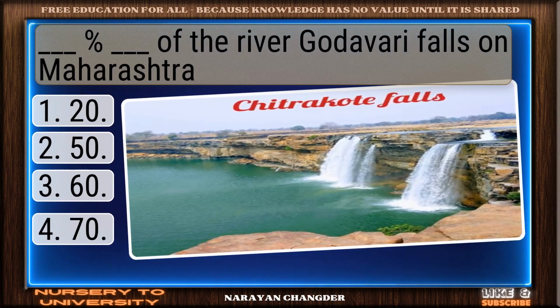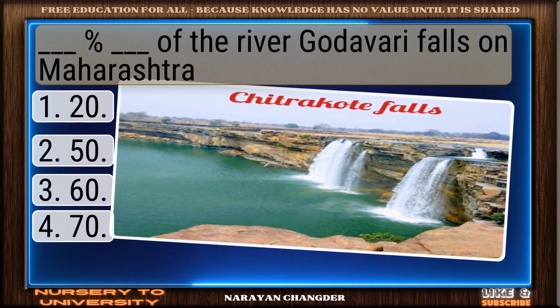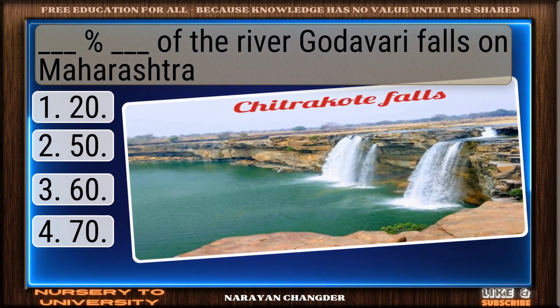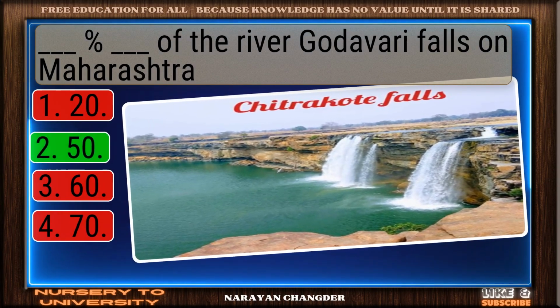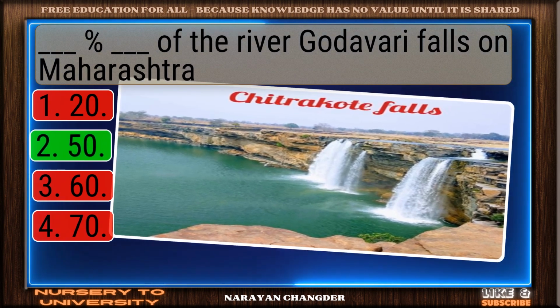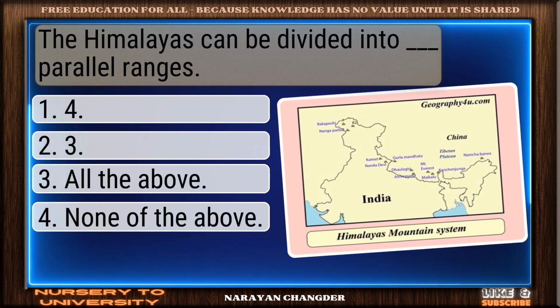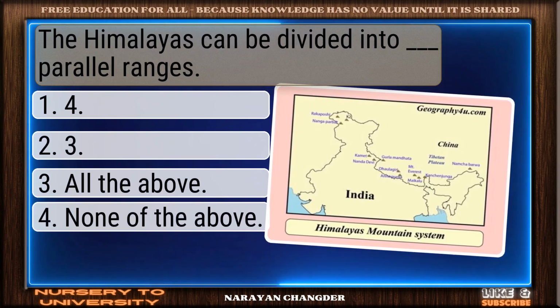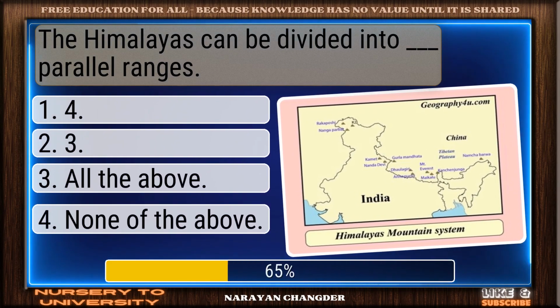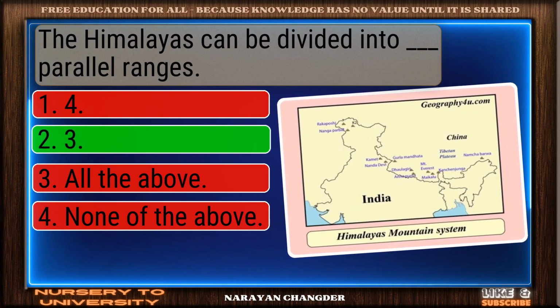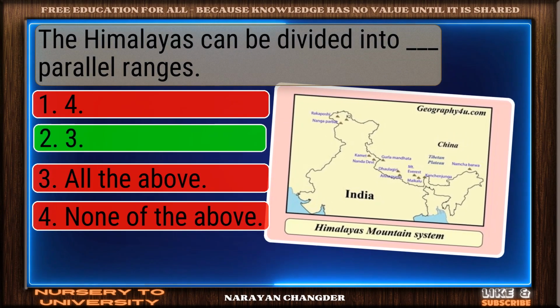Question number 101. Dash percent of the river Godavari falls in Maharashtra. Right choice. 50 is the best answer. Question number 102. The Himalayas can be divided into dash parallel ranges. Correct. 3 is the right answer.